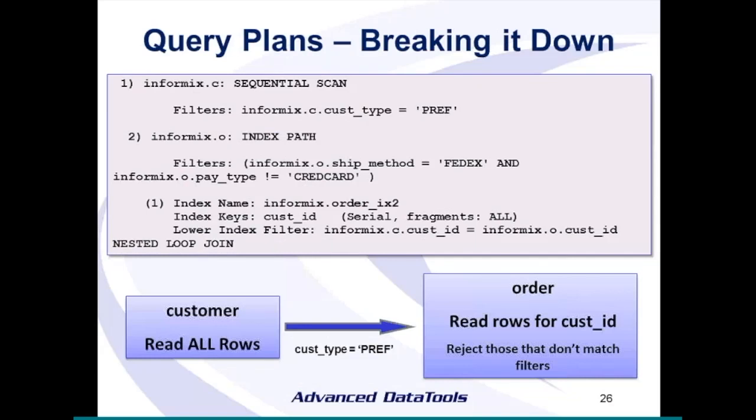And this filter is pulled from the where clause in your query. So it says, all right, any row I've retrieved, does it match the cust type equals pref? Now, if it does, then it will go ahead and do a read from the other table, the second table. This is the order table. And it will do an indexed read on that. So it'll look up that order or orders based on the cust ID.